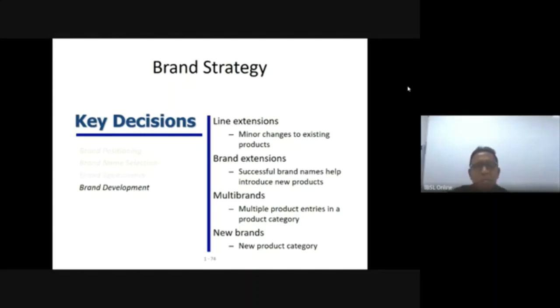So brands can be extended. Line extensions are minor changes to existing products. As we discussed under product line, brands, say Rexona, minor extension is say new Rexona or Rexona Herbal or Rexona with some medicinal value. Right? Those are minor changes to existing products.